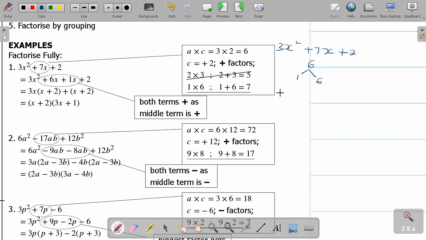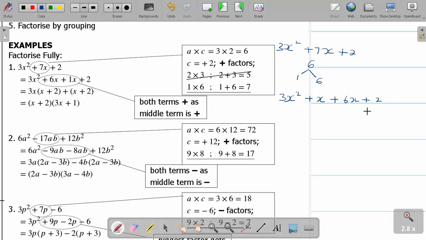It's going to be now 3x squared, then plus 1x, then plus 6x, and then now plus 2. Are we together? Plus 2.